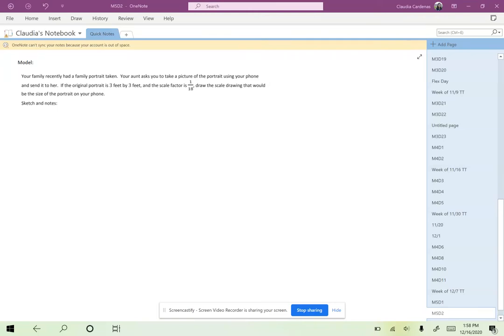So yesterday we went over terms such as enlargement and reduction, and today we're going to focus on the scale factor and how that affects the original drawings. Let's keep in mind what we learned about enlargements and reductions.